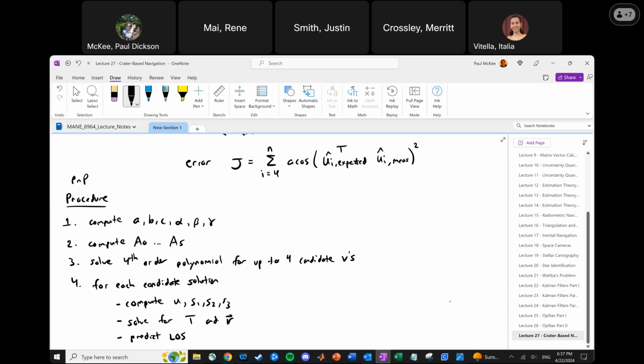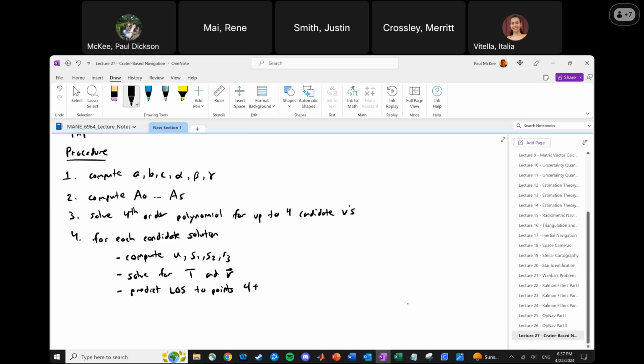And then predict line of sight to, I'm just going to say points 4 and above. So if you have 6 or 7, that's totally fine. 4 is the minimum. Finally, we keep the candidate solution that minimizes the sum of the squared reprojection error.